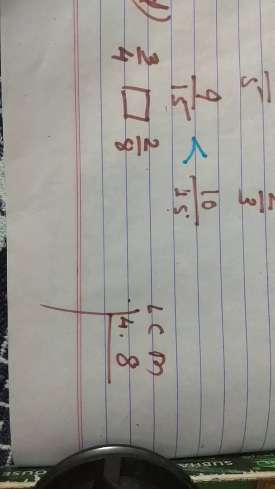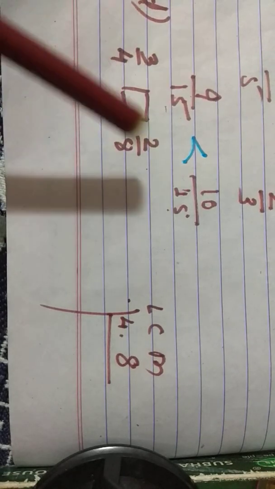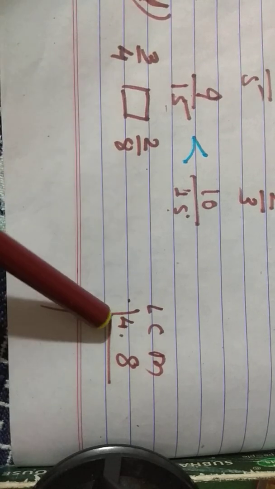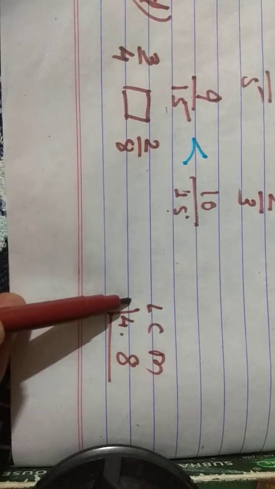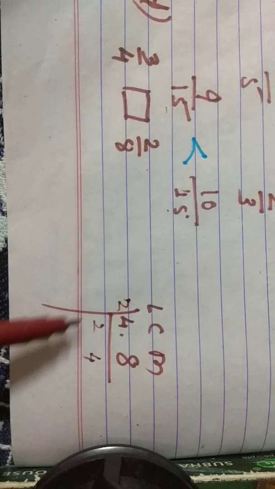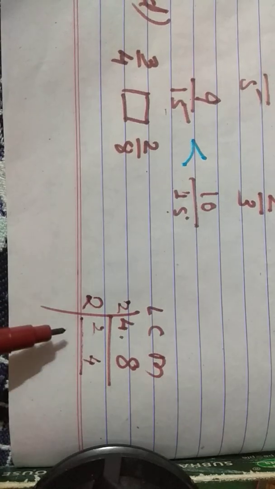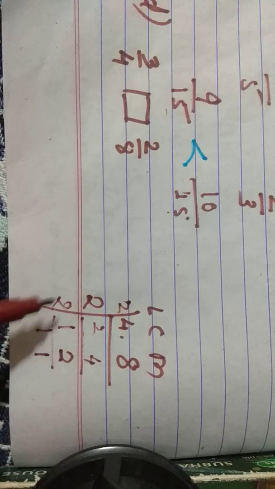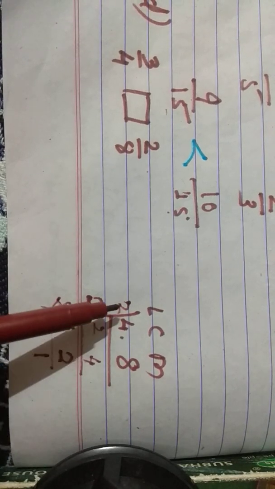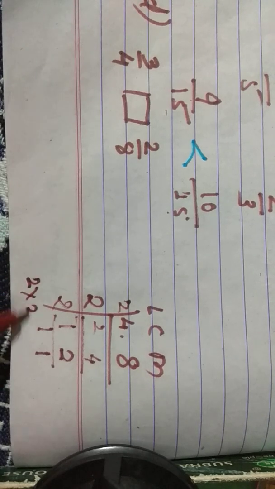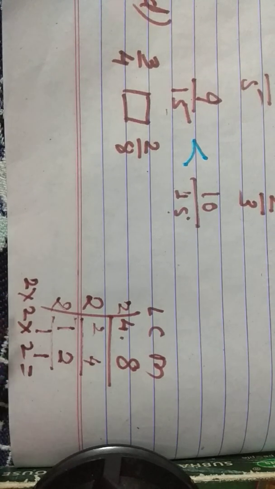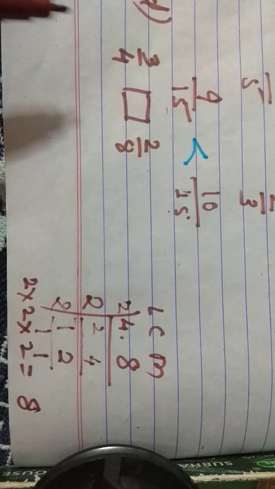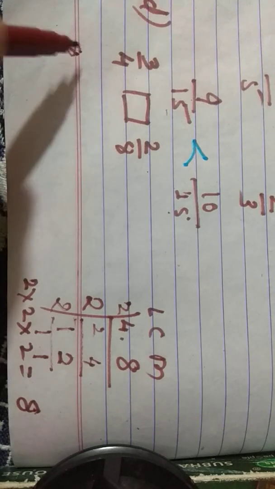Next one. We have 3 upon 4 and 2 upon 8. So first let us take the LCM of 4 and 8. 2 2s are 4, 2 4s are 8. Again take the factor 2, 2 1s are 2, 2 2s are 4. Then lastly 2 1s are 2, 2 1s are 2. So multiply the factors. 2 into 2 into 2 gives you 2 2s are 4, 4 2s are 8 is the LCM. So let us make 8 the denominator.